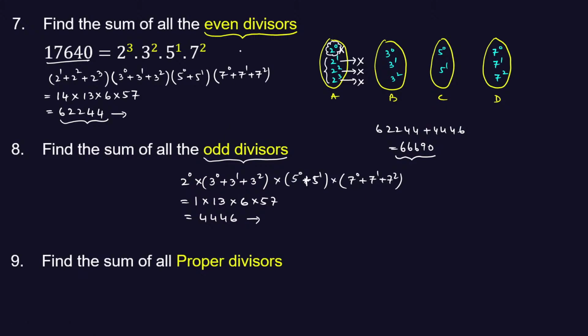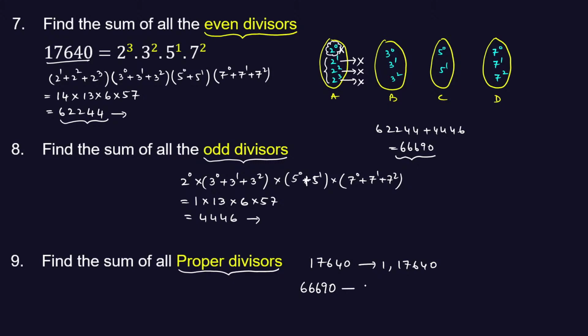Now we know how to find the sum of even divisors, as well as the sum of all odd divisors. Now, what is the sum of all the proper divisors? Proper divisors means you have to eliminate the improper divisors. And the improper divisors of 17640 are 1 and the number itself. Yes or no? 1 and the number itself. So now we have 66690. This is the sum of all the divisors.